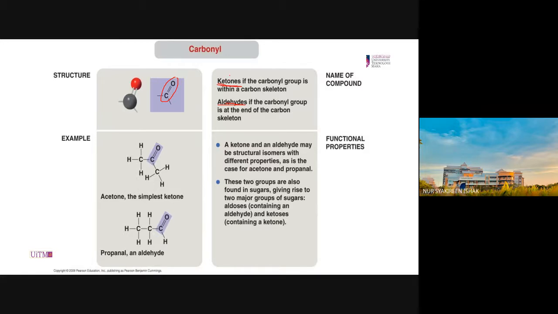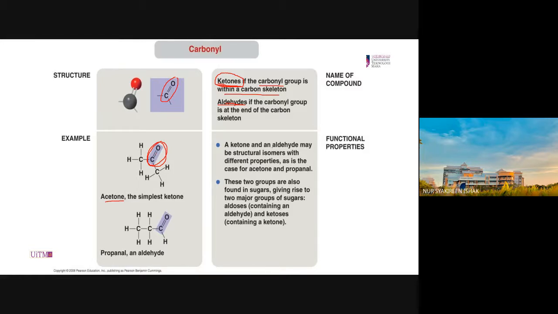Okay, so if the compound, we call it a ketone, the carbonyl group is located within the carbon skeleton. As you can see, this is acetone. Acetone has 3 carbons, so the carbonyl group will be located within the molecule. So for a ketone, the carbonyl group will be located in the middle, or within the molecule.